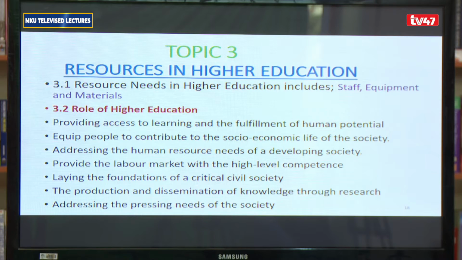I also talked about infrastructural resources, very important to think about. I also talked about the community as a resource. Very important to think about how the community should be looked at as a resource. We also talked about financial resources, and that is important. And what are we saying? Resource needs in higher education include staff, equipment, and materials. This is actually what I've just talked about, the 5.